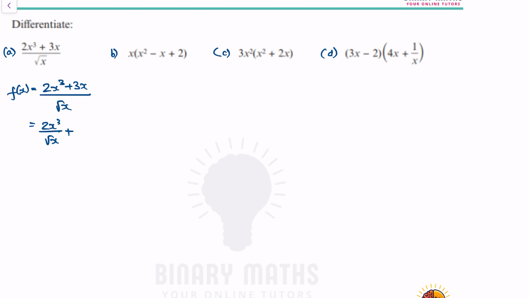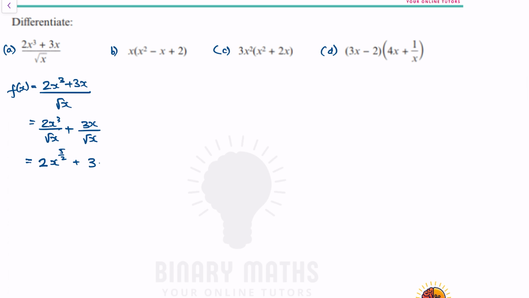So separate the numerator out: 2x cubed over root x plus 3x over root x, and then write in index form. The 2 stays in the numerator, x cubed divided by x to the power of a half, because root x can be written as x to the power of a half, is x cubed take away a half, which is x to the power of 5 over 2, plus 3, because 3 is in the numerator, x to the power of 1 divided by x to the power of a half is x to the power of a half again.